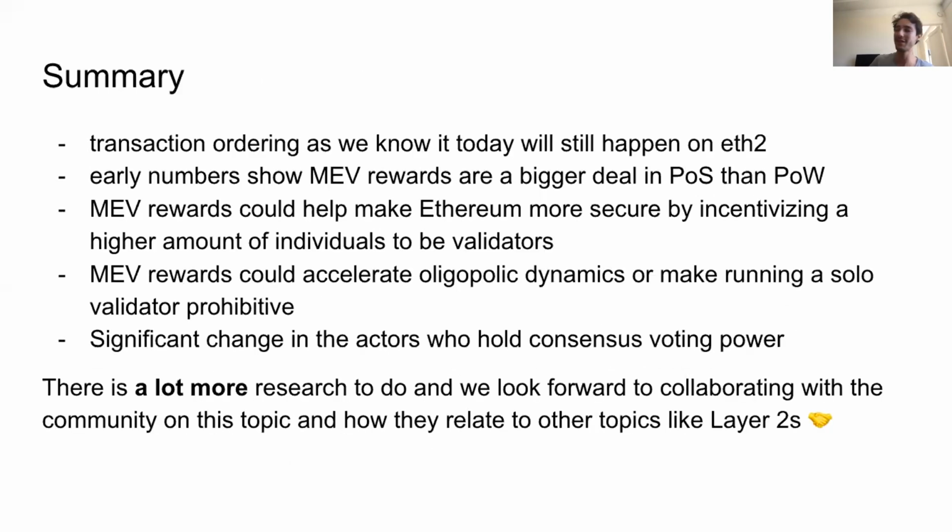As a quick summary of the presentation, transaction ordering as we know it today still exists and still happens on ETH2, with the same software, and transactions are propagated on the same peer-to-peer network layer. Our early numbers show that MEV rewards are a bigger deal in proof of stake Ethereum than in proof of work Ethereum, and so the impact that MEV would have will be accentuated. It looks like MEV rewards could help make Ethereum more secure by incentivizing a higher number of individuals to be validators. At the same time, MEV rewards could accelerate dynamics that were explored by Phil as well, in the sense that if MEV is extracted asymmetrically by one party over another, you might create an instability that is important to think about. And there's a change in the actors that hold consensus voting power, in particular who the block proposers are.